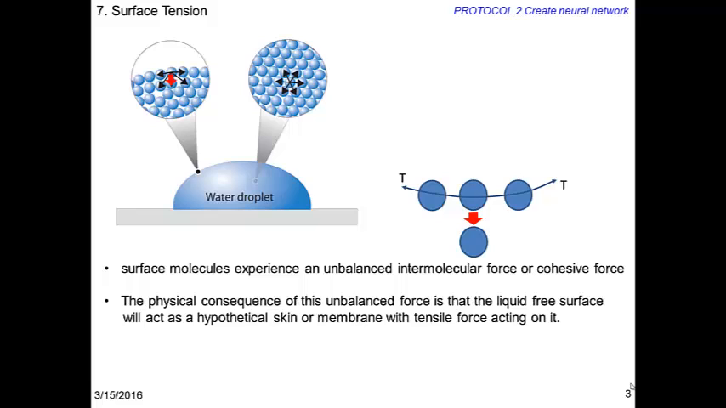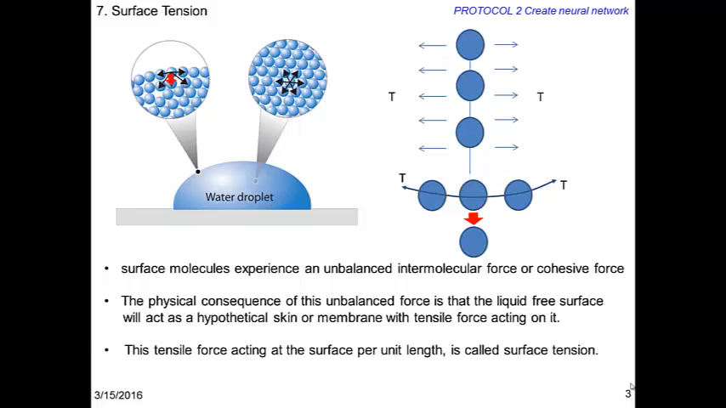This tensile force acting at the surface per unit length is called surface tension. The surface tension is usually denoted by the symbol sigma.